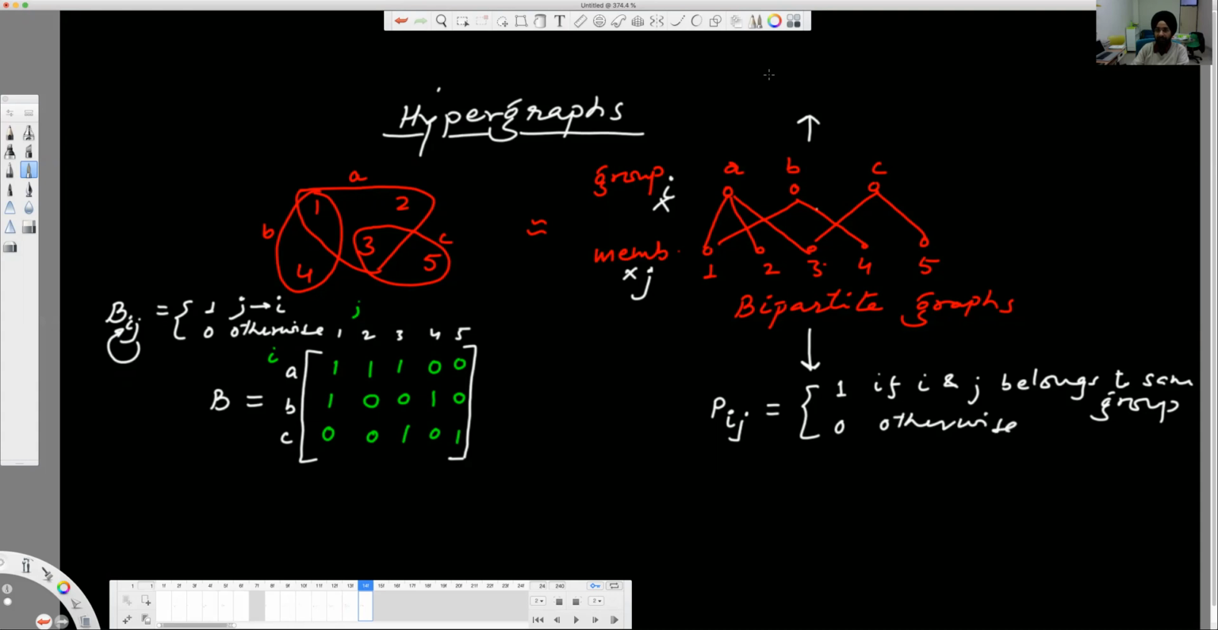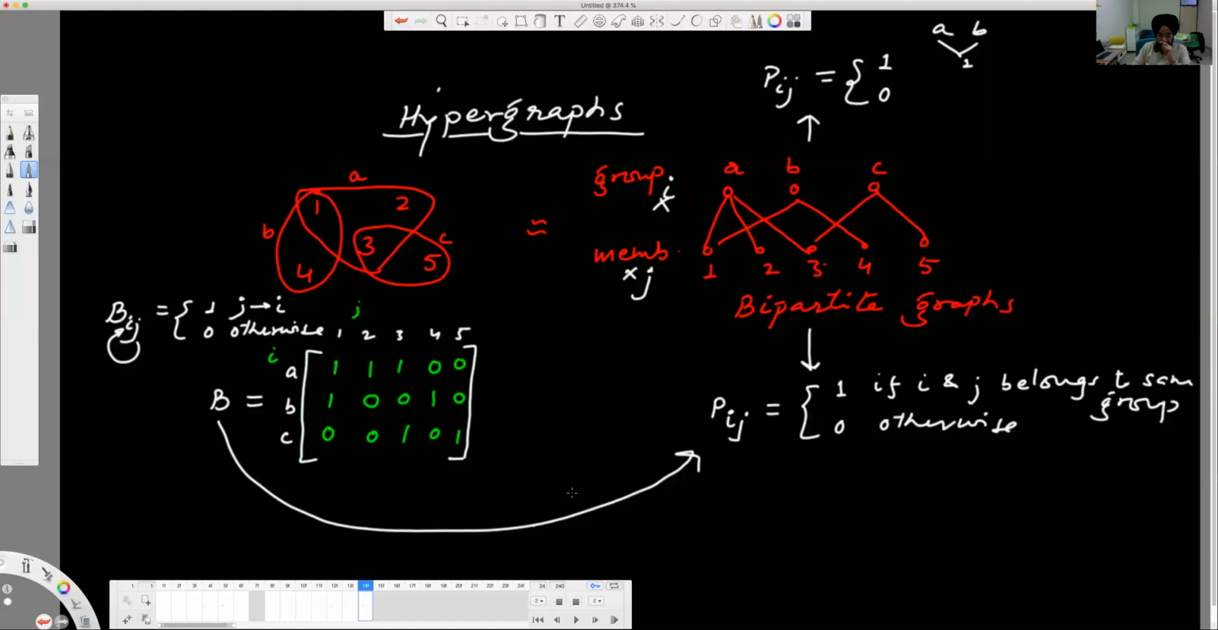Now you can get a similar representation here where i and j are the groups, and if they have common members, they will be connected. So if two groups like A and B have common members, then the value is 1, otherwise it's 0. Now it turns out that we can actually derive this P matrix from the B matrix, very similar to what we did earlier for the co-citation network and the bibliography. Now let us see how we can do that.